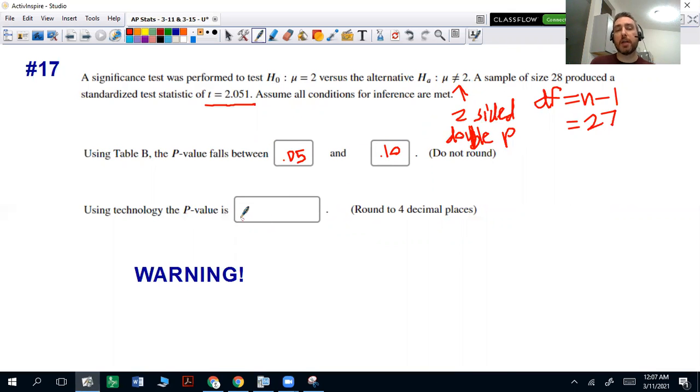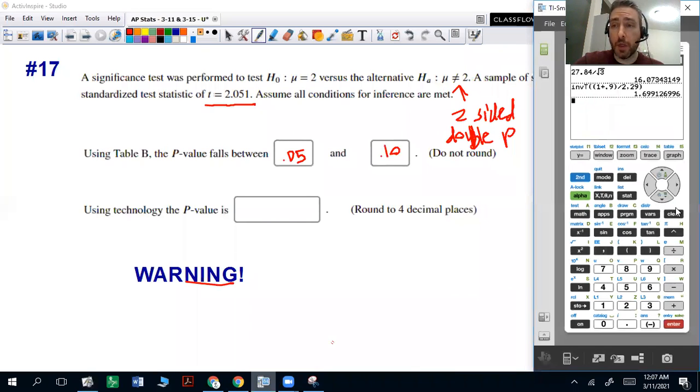Now let's compare it to a technology. And warning, this is going to be wrong. The calculator is going to give you the right answer, but Sapling is telling you you should put a different answer in. So on your calculator, you'll do 2nd VARS tcdf. Now this test statistic is positive, so we're going to keep that at 2.051. And we're going to go to the upper at 1E99. We want to go to infinity.